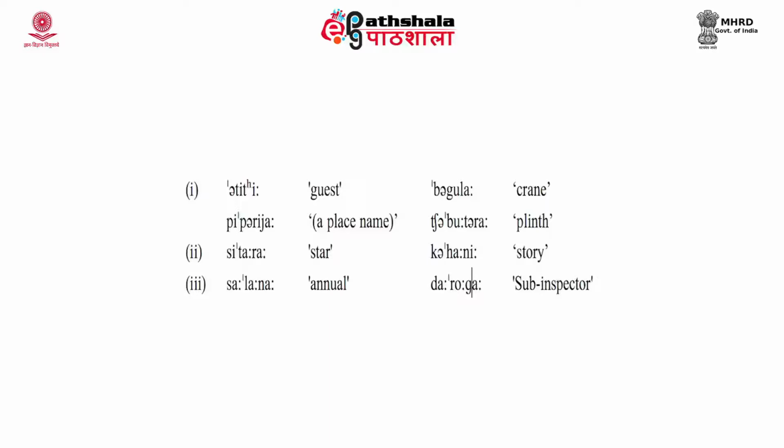In the third one, we have 3 words, 3-syllable words. There also we notice the generalization that the first non-final heavy syllable from the right is stressed. If not, then the leftmost syllable is stressed. That is, if there is a word without any heavy syllable, then it is the leftmost syllable which is stressed.